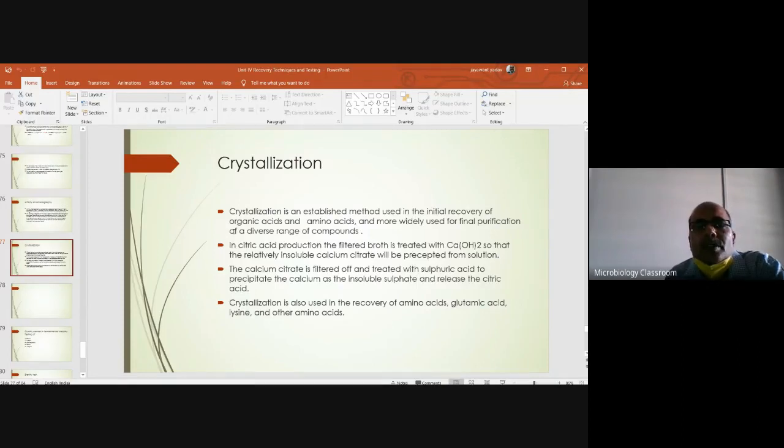Then the last technique mentioned in your syllabus is crystallization. This is usually the last stage for some of the fermentation products which we obtain in the form of solid, in the form of powder. The last stage is crystallization. That is, you have to remove water by any means, and obtain the desirable fermentation product in a powder form, in a solid form.